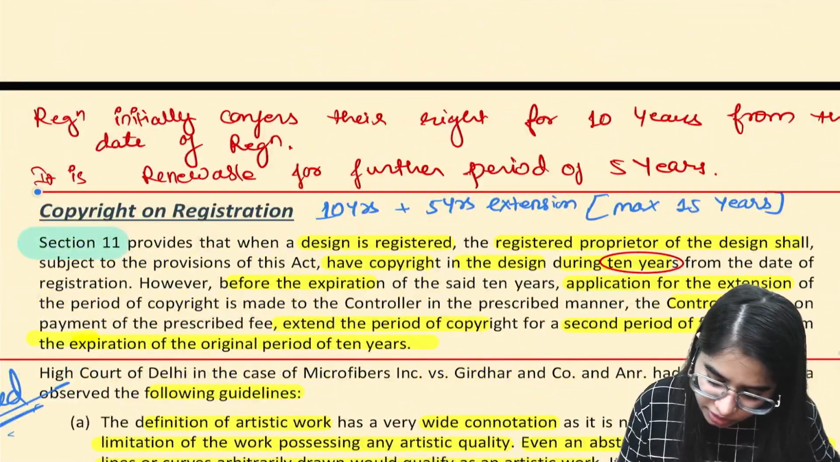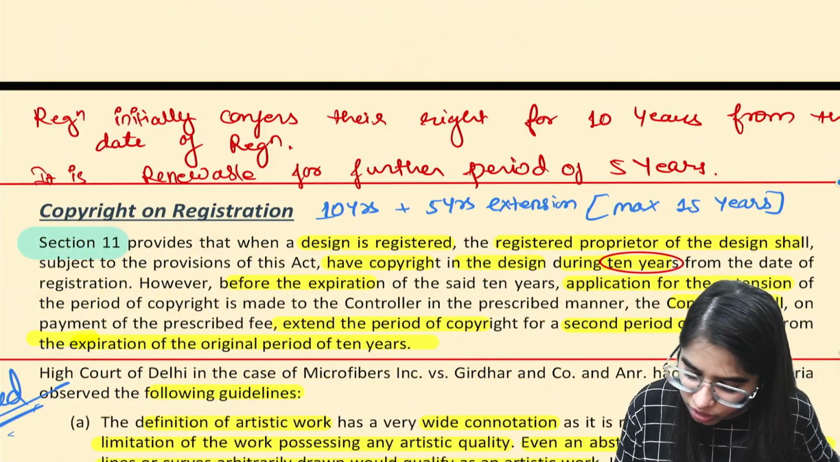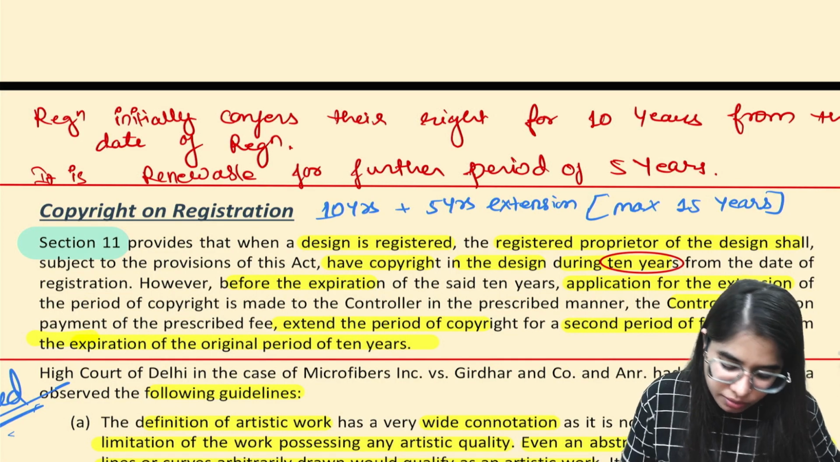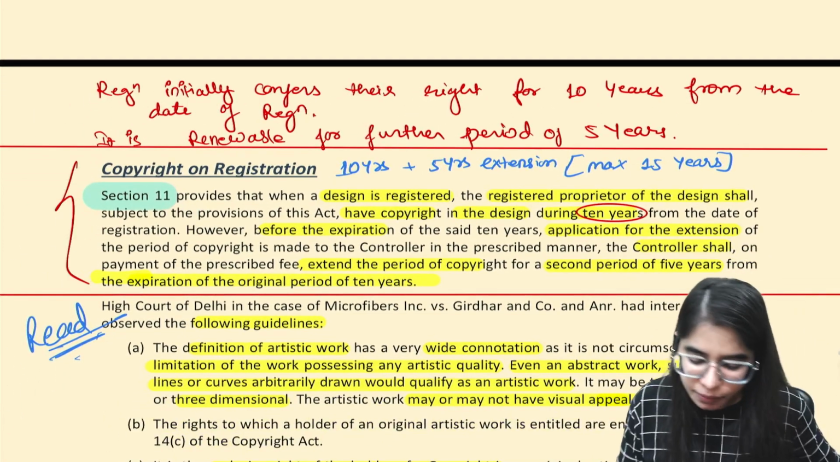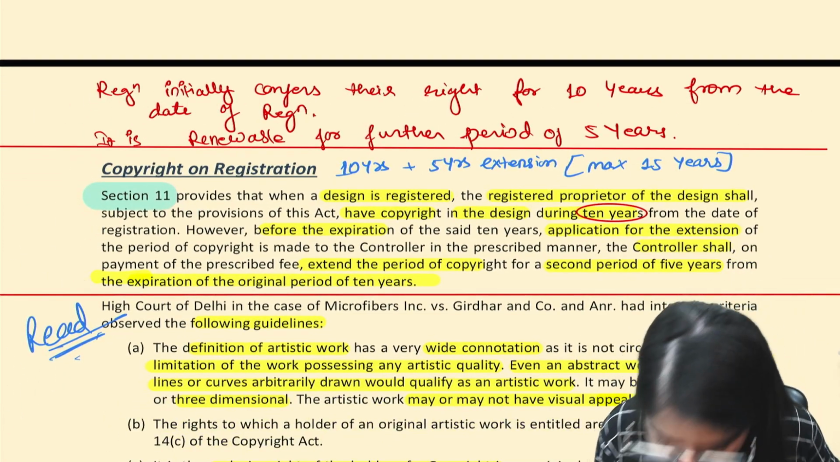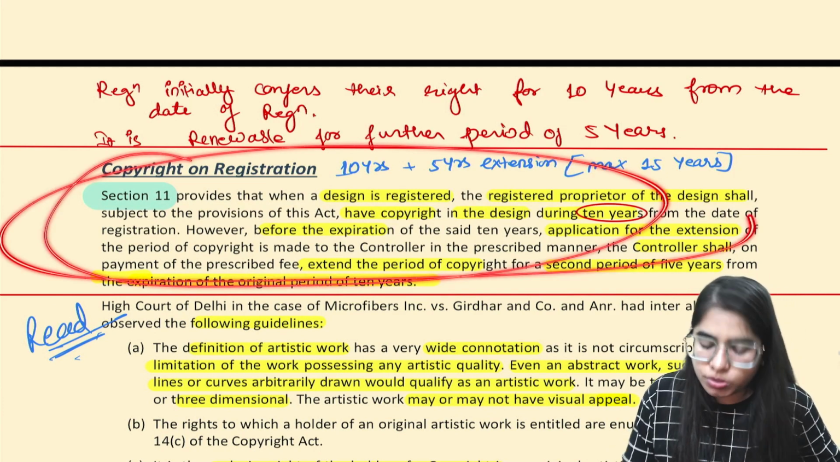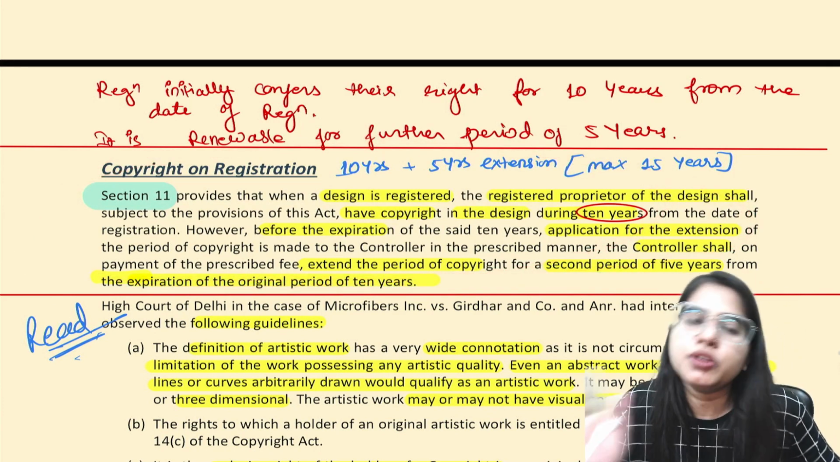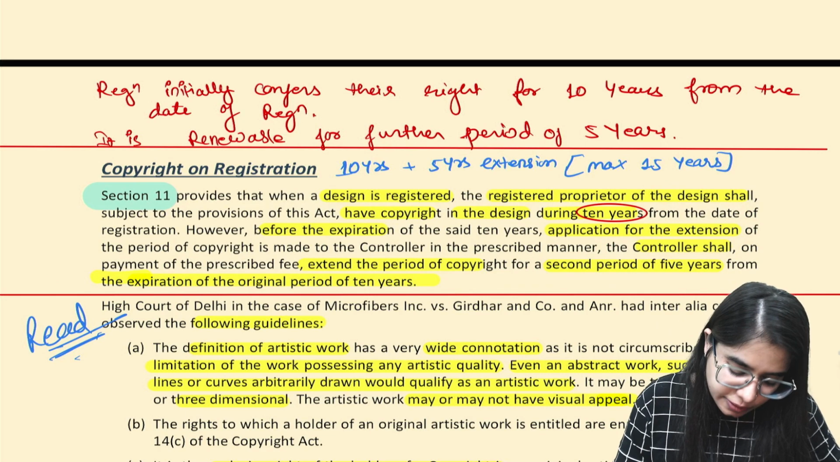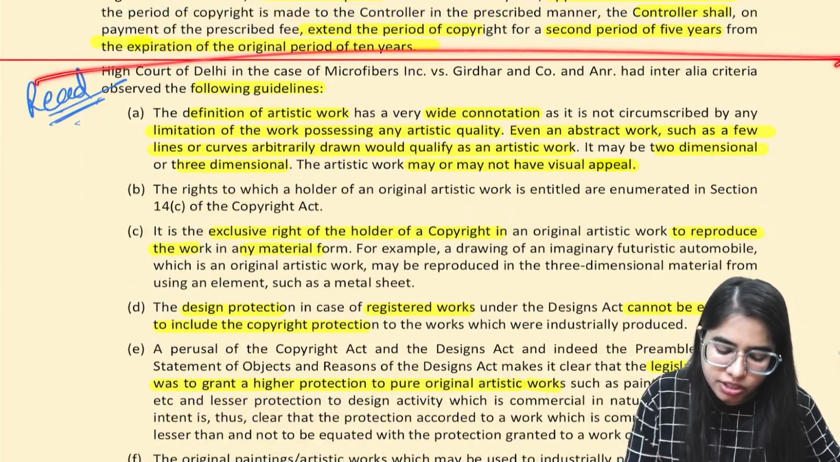The copyright on registration topic was only this much. The term topic is only this much, that is 10 years plus 5 years, 15 years. That's it. From here now another topic is there.